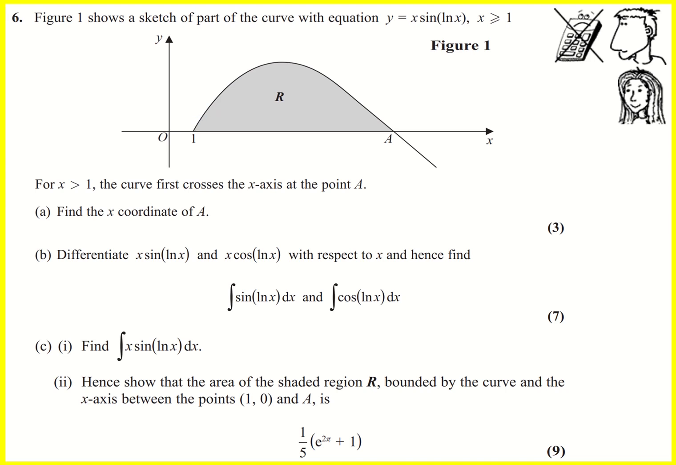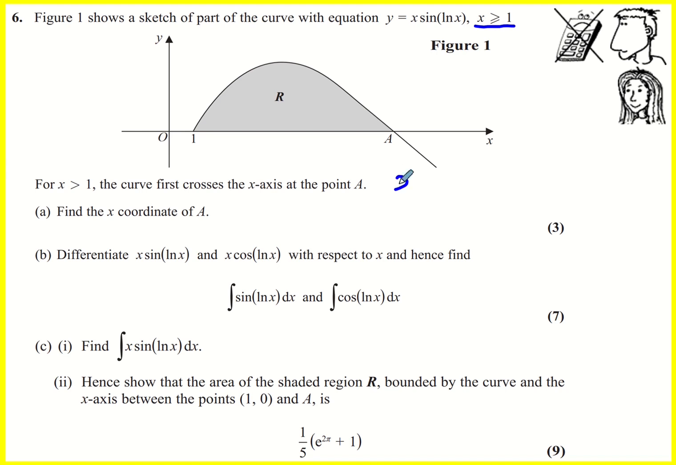x is equal to 1. We're just looking at x greater or equal to 1. If we put in x equals 1, then we're going to get 0 out of it because ln 1 is 0. But we're also then interested in the position of A. So it first crosses the x-axis at point A, find the x-coordinate of A.